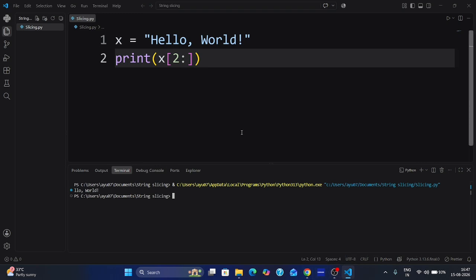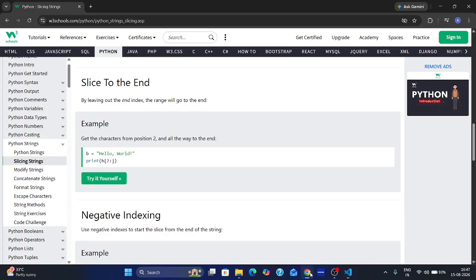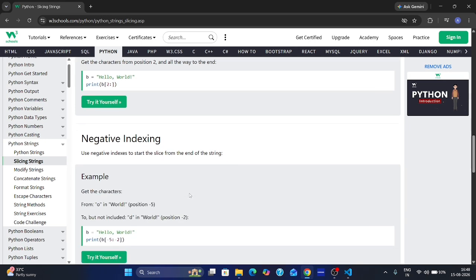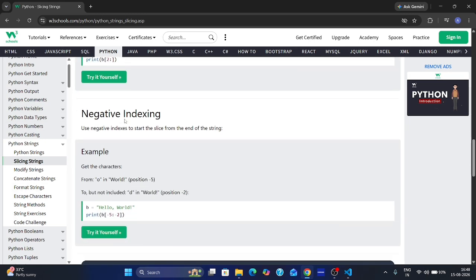Okay. With VS Code, we have also done some coding. We will also do some coding practice for this. Let's see about negative. Negative indexing will also be there.